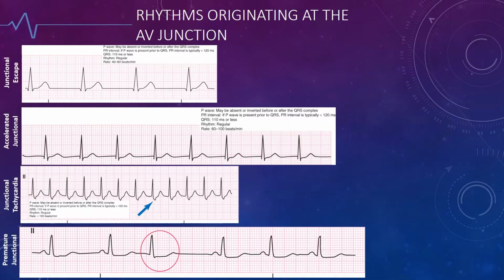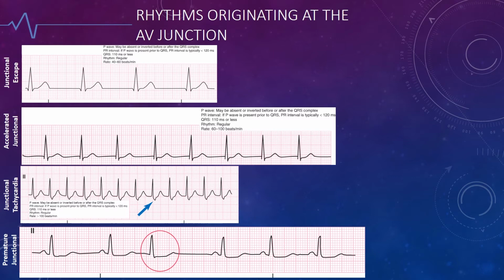Rhythms originating in the AV junction. This is junctional tachycardia. I want to call this one out first because to you, this should be indistinguishable from SVT. I want you guys to call this rhythm SVT every time unless the question doesn't have an answer choice for SVT and does have an answer choice for junctional tach. Because this is a narrow, fast rhythm where you can't see clear P waves, okay?